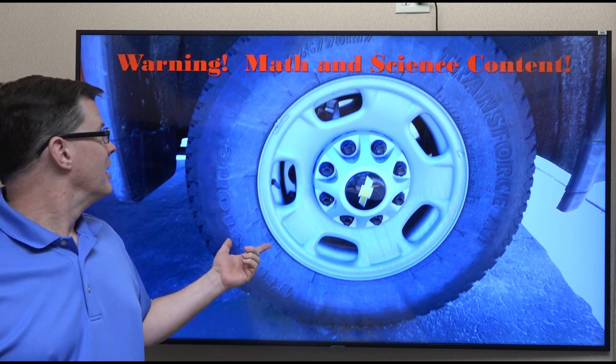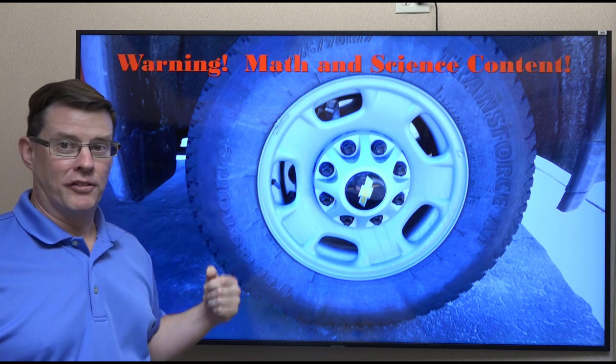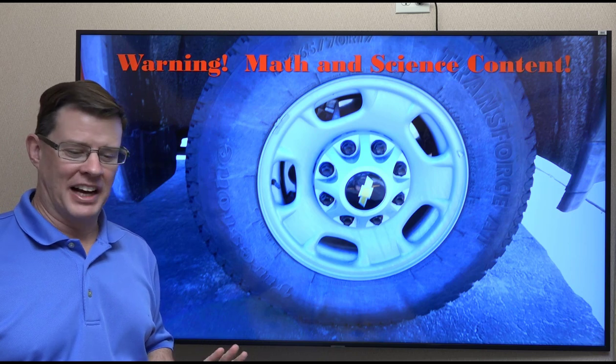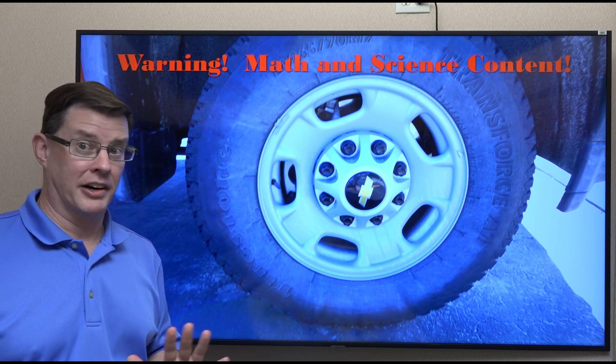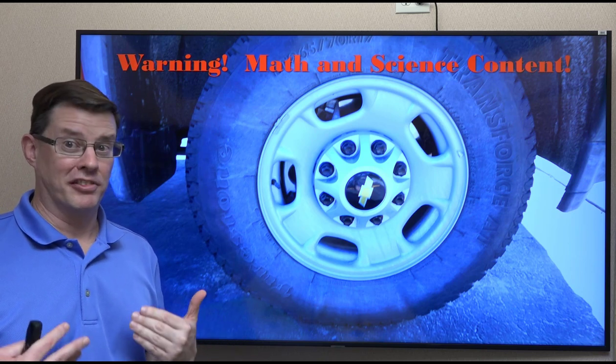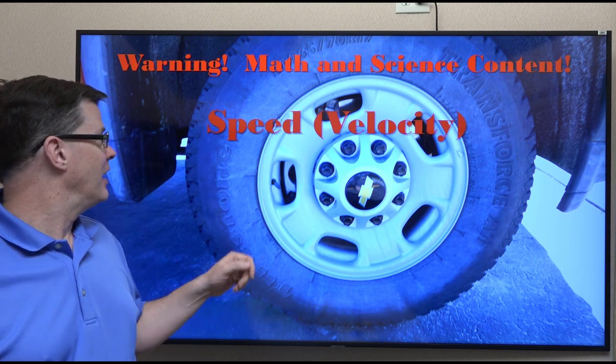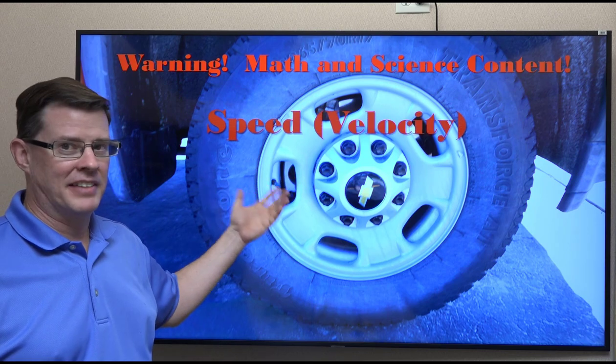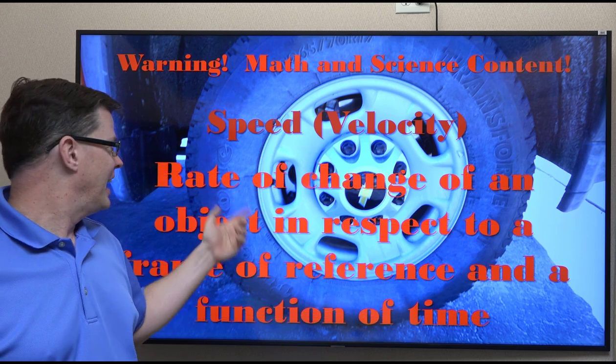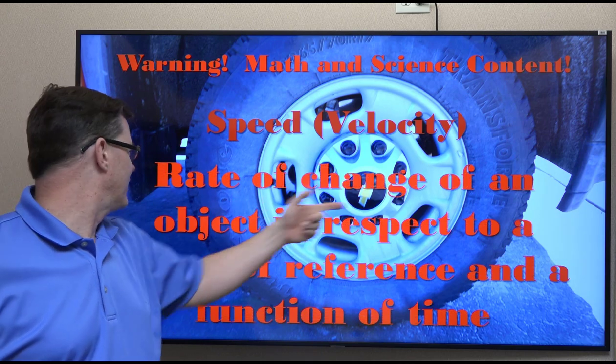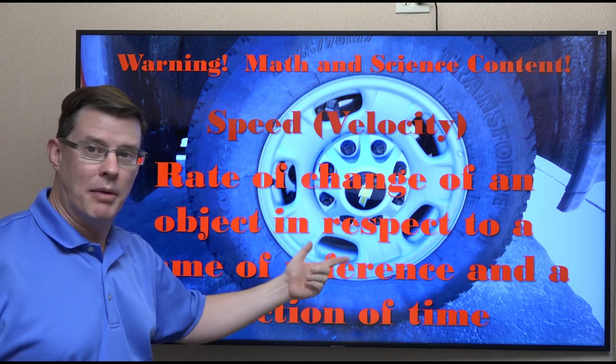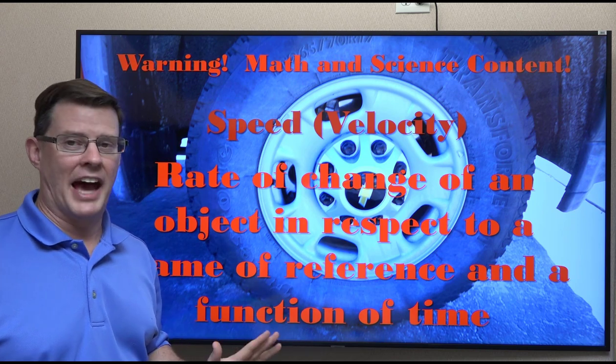But we use a little bit of math and science content for this. Now, we're not talking anything really difficult here. I'm not going to throw calculus, differential equations, linear algebra at you, which I barely understood when I was in college. Anyway, we're going to calculate basically the velocity of the object, which is commonly known as speed. And there's a technical definition for rate of change of an object with respect to, and so on. You don't want to know all that, obviously.